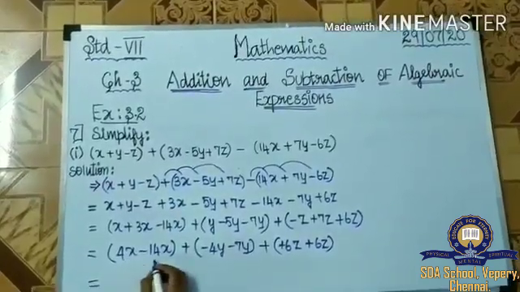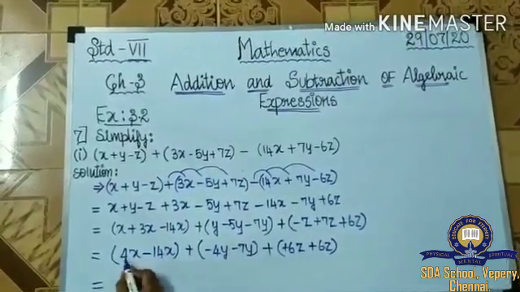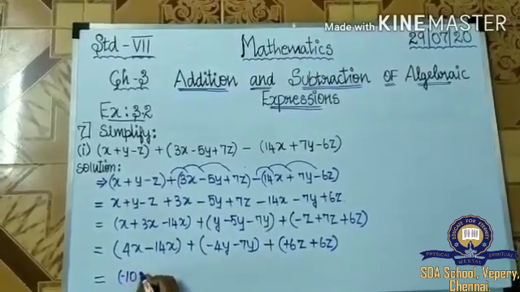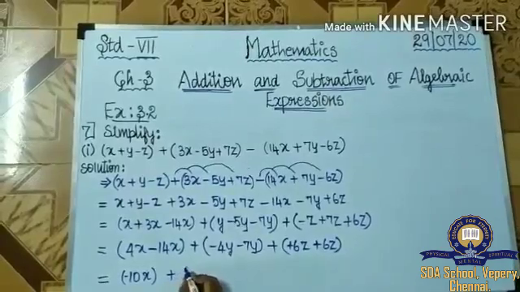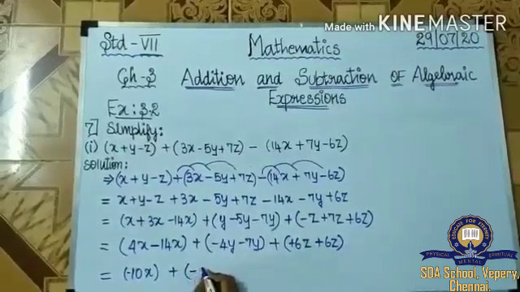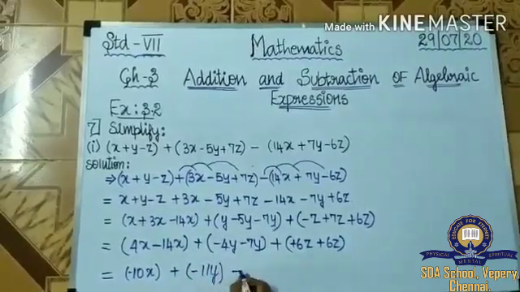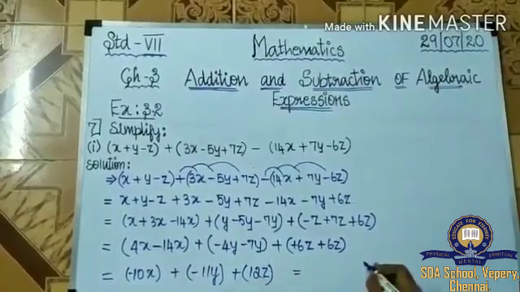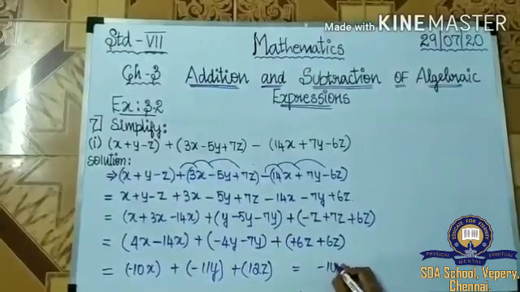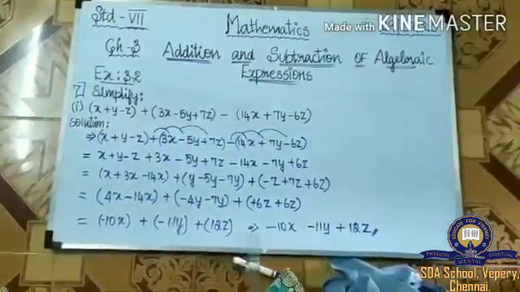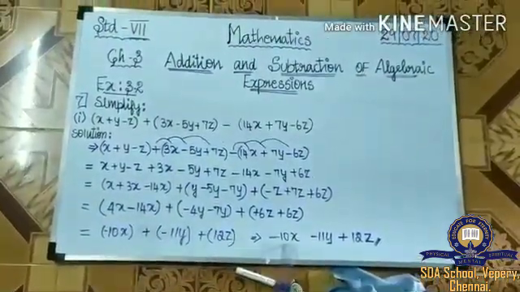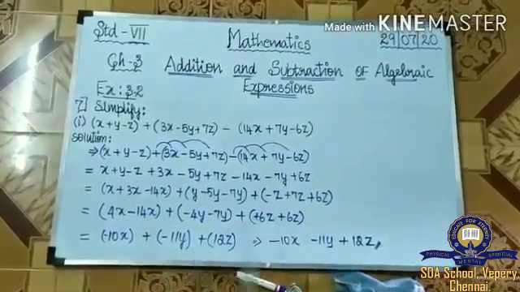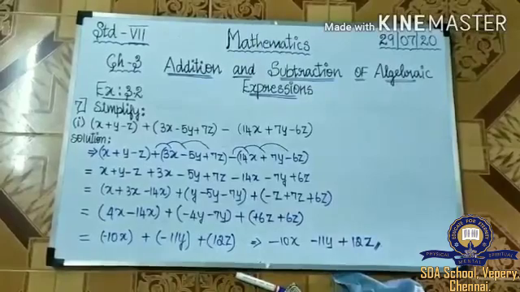The next step is we are going to subtract. Here is minus. So 4 minus 14 we will get minus 10x plus minus 11y plus 12z. Now we will remove the brackets. Minus 10x. Finally we will get minus 10x, plus into minus, minus 11y. So plus 12z. Okay students, are you clear?